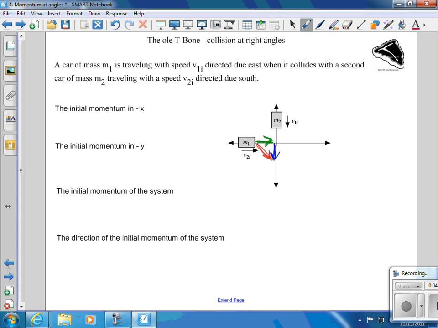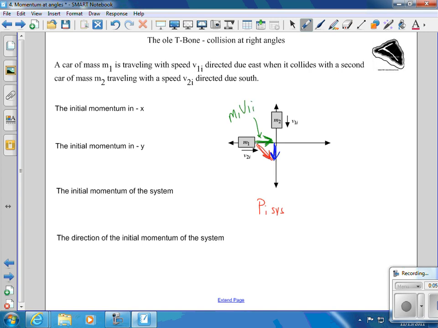What is the red arrow? The red arrow is what I would call the initial momentum of the system. Now, I just said to break these things into x and y components. I wouldn't necessarily suggest to Pythagorate the green arrow and the blue arrow. What is the green arrow? The green arrow is the initial momentum of 1.